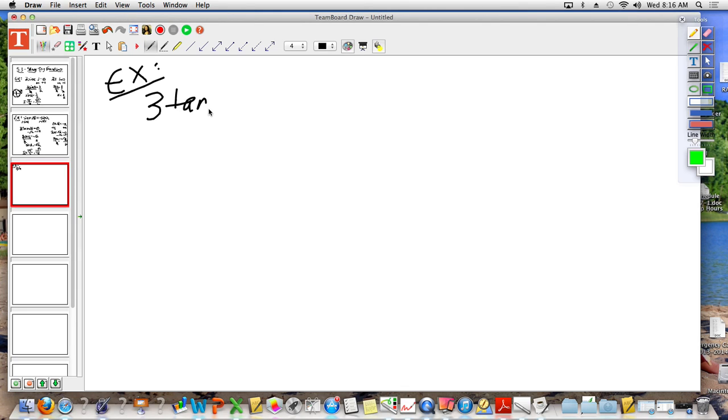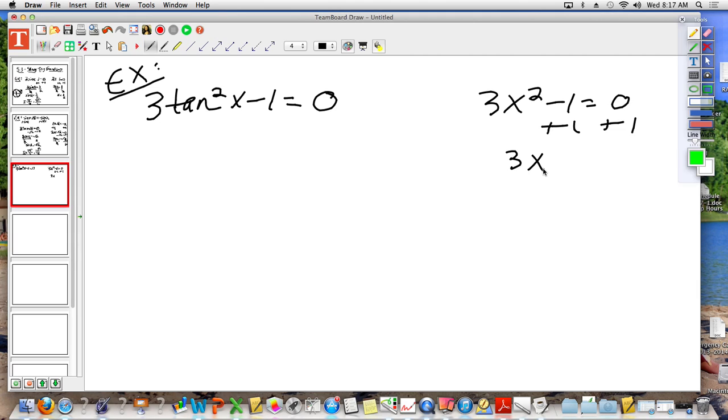So we have 3 tangent squared of x minus 1. So what if it was this? What if it was 3x squared minus 1 equals 0? What would you do first? Plus 1. So we have 3x squared equals 1. And you would divide by 3. So x squared is 1/3.